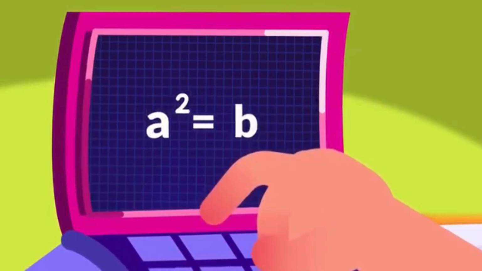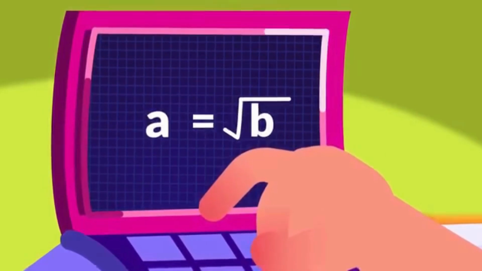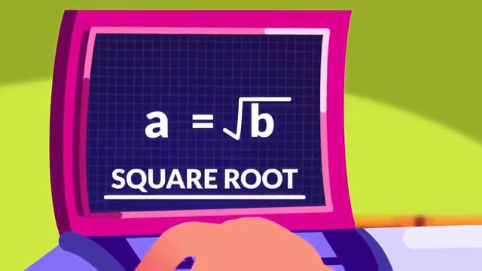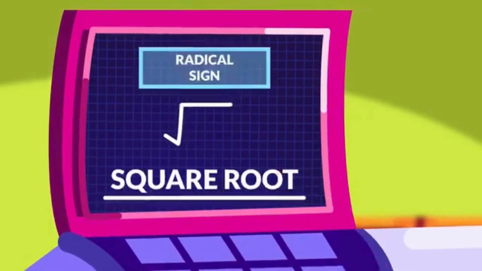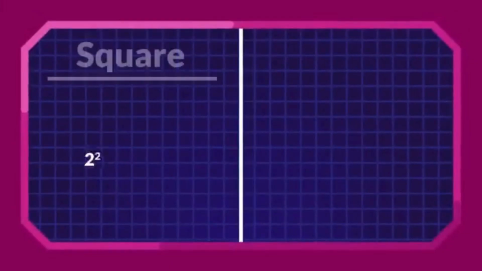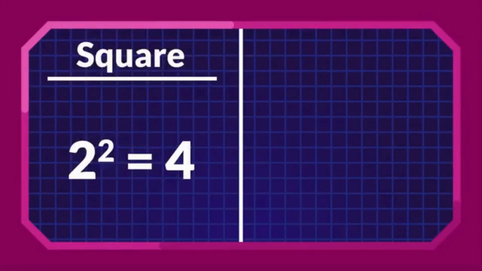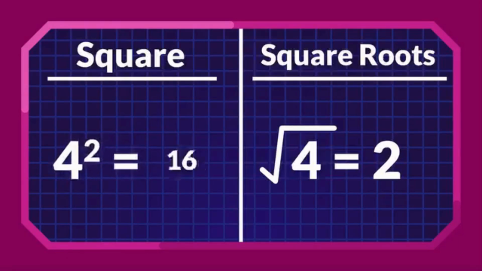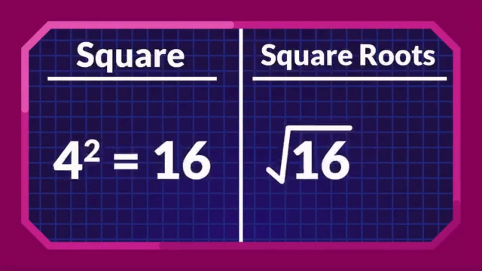Meanwhile, square roots are the inverse operation of squaring. So, the number that is multiplied by itself is called the square root. A square root is represented by the radical sign. In our previous example, 2 squared equals 4. Hence we can say that 2 is the square root of 4, or the square root of 4 is 2. Conversely, 4 is the square root of 16. Therefore, the square root of 16 equals 4. This expresses that the square root of 16 is 4.